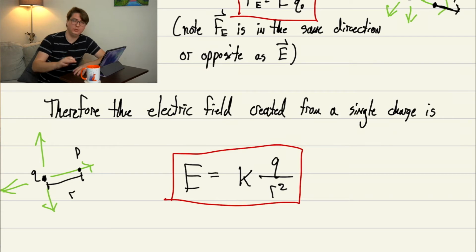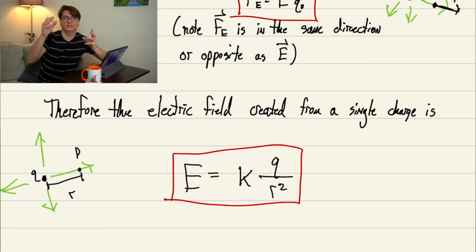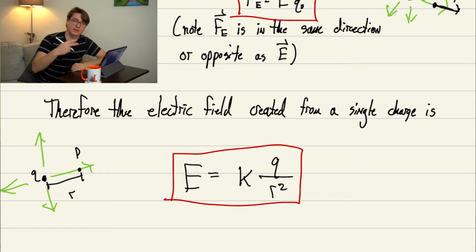But again, if we ever want to get back to the electric force, say we calculate the electric field from a bunch of different things all combined, all we need to do is multiply it by that second charge that's living in that electric field, and that will give us the electric force exerted on it. Okay, now it's time for everyone's favorite part.